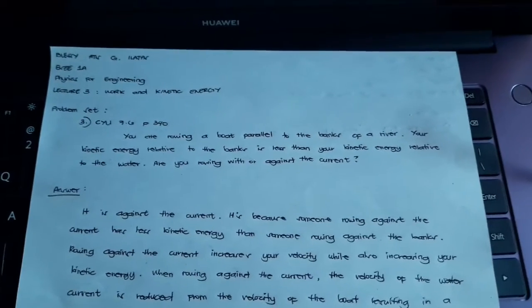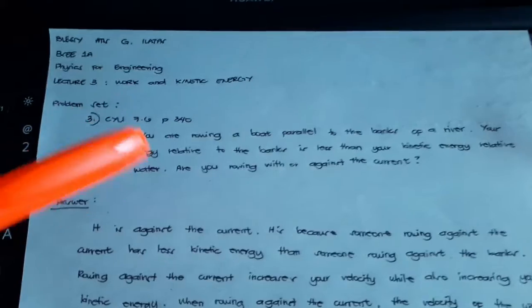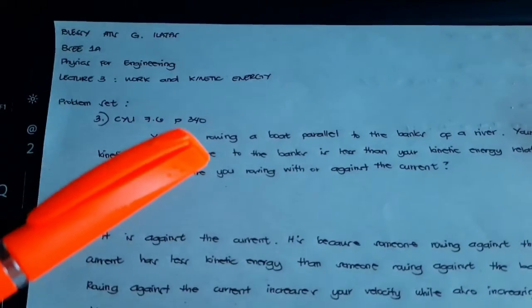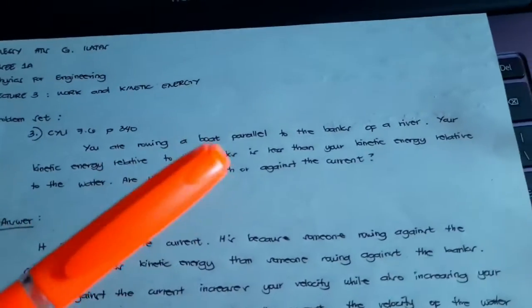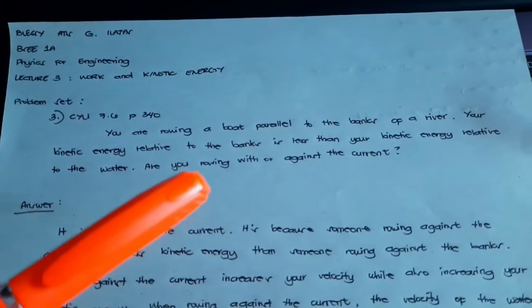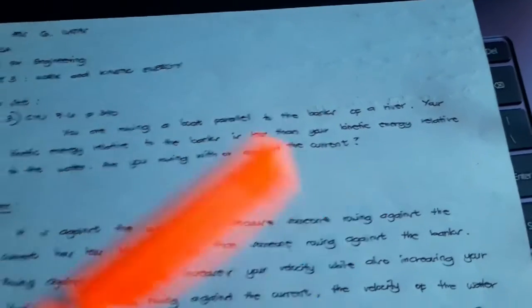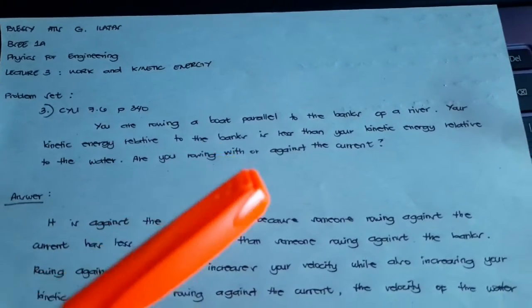So, next, problem set number 3. Check your understanding 7.6 on page 340. You are rowing a boat parallel to the banks of a river. Your kinetic energy relative to the banks is less than your kinetic energy relative to the water. Are you rowing with or against the current?